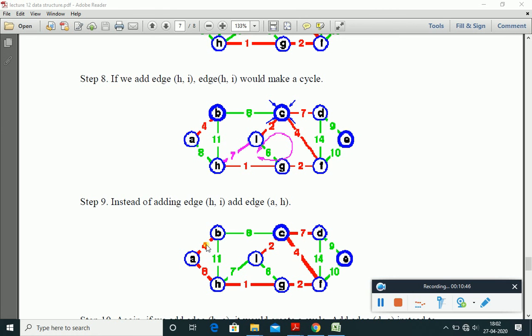Till now, how many edges have we selected? 1, 2, 3, 4, 5, 6, 7. There are 9 vertices and we have already selected 7 edges, so only one more edge we can select. The remaining edges have weights 9, 10, 14, this 8, 11, 7. We cannot select this 8, because it will make a cycle. We cannot select this 14, it will make a cycle, but we cannot select 14 till 9 and 10 are available. So we will select the edge with weight 9.